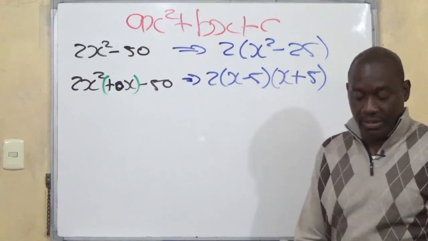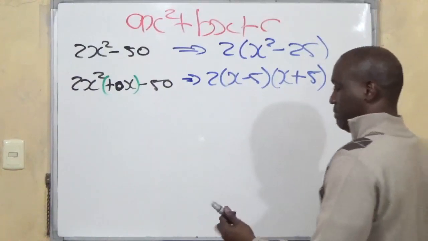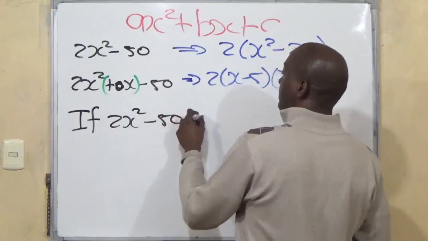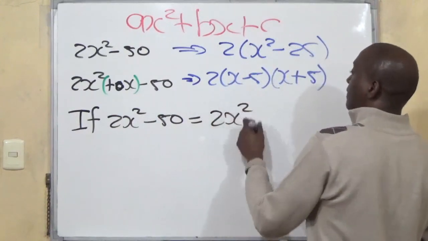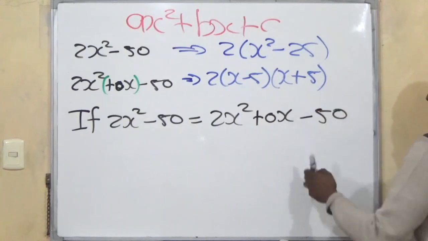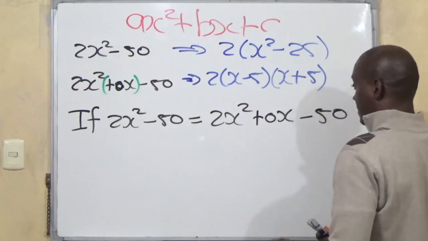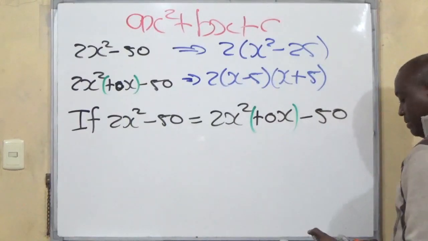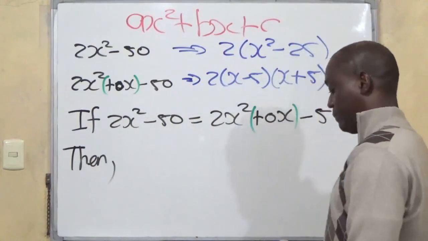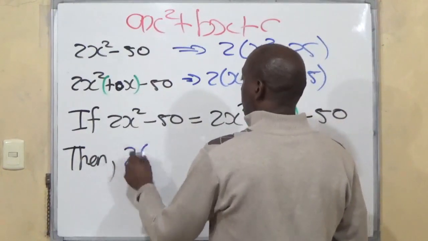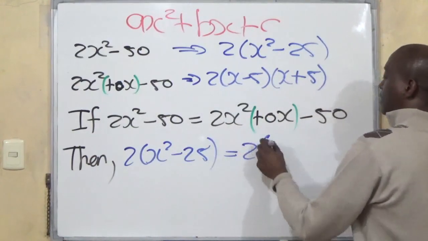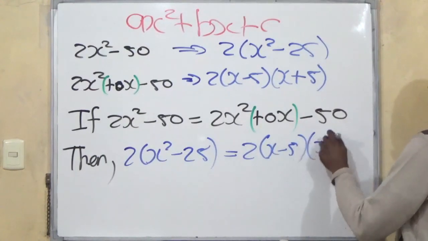Now, if we agree, and I'm going to write it out, if we are saying 2x squared minus 50 is equal to 2x squared plus 0x minus 50, and I put in the plus 0x in brackets now, then watch it now. 2 into x squared minus 25 must be equal to 2 into x minus 5 into x plus 5.